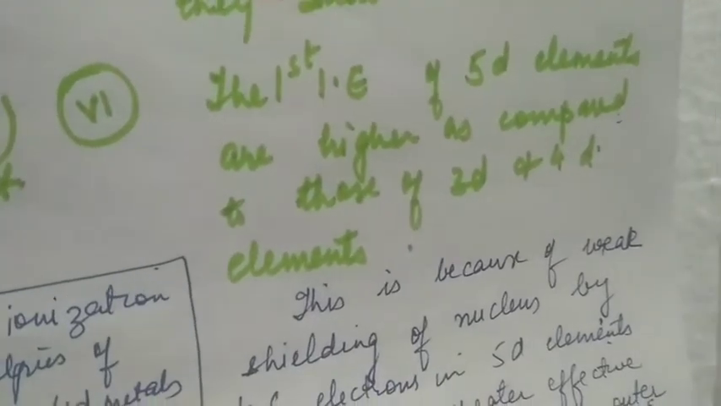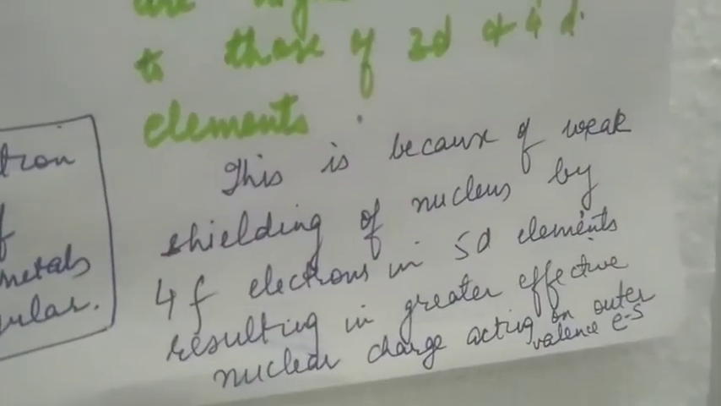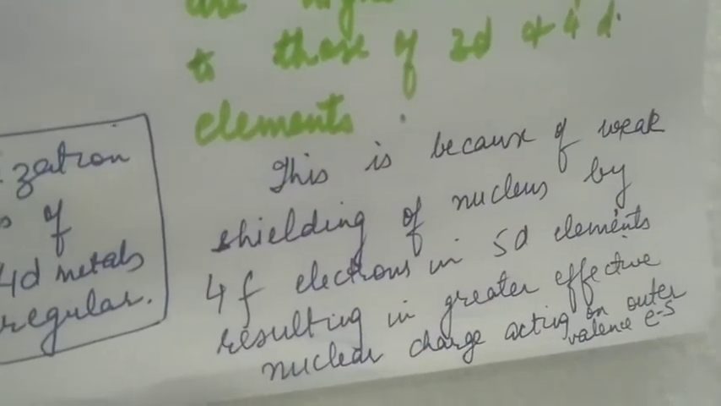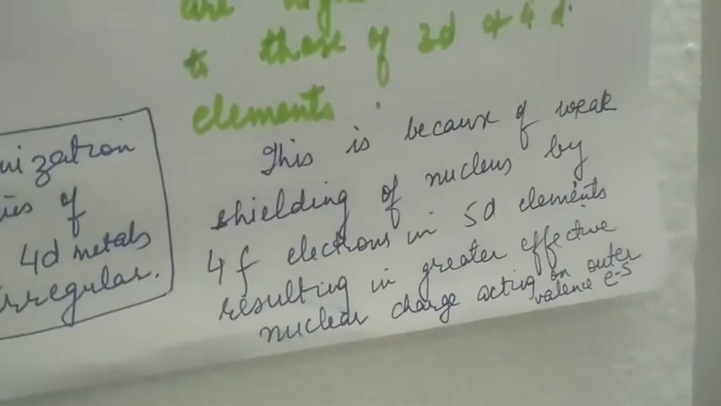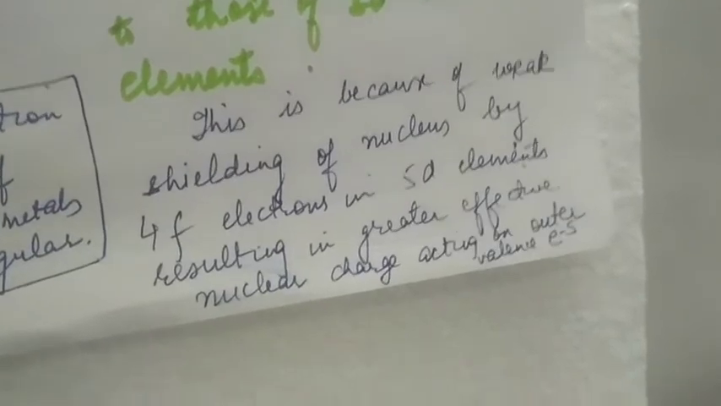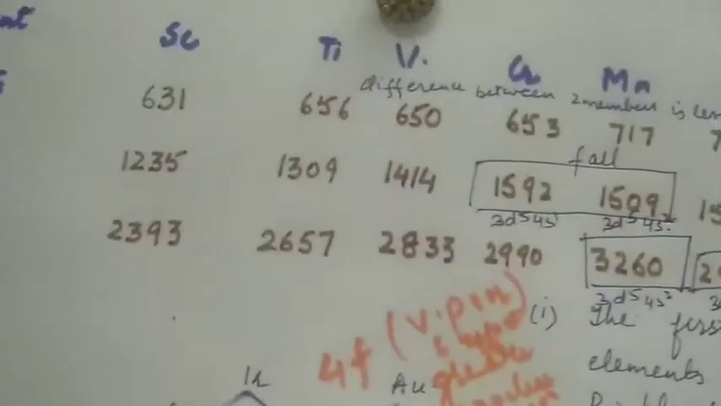The high values of third ionization enthalpy of copper, nickel, zinc explain why they show a maximum oxidation state of +2. The first ionization enthalpy of 5d elements is higher as compared to those of 3d and 4d because of weak shielding of nucleus by 4f electrons in 5d elements, resulting in greater effective nuclear charge acting on the outer valence electron. We have already covered this.